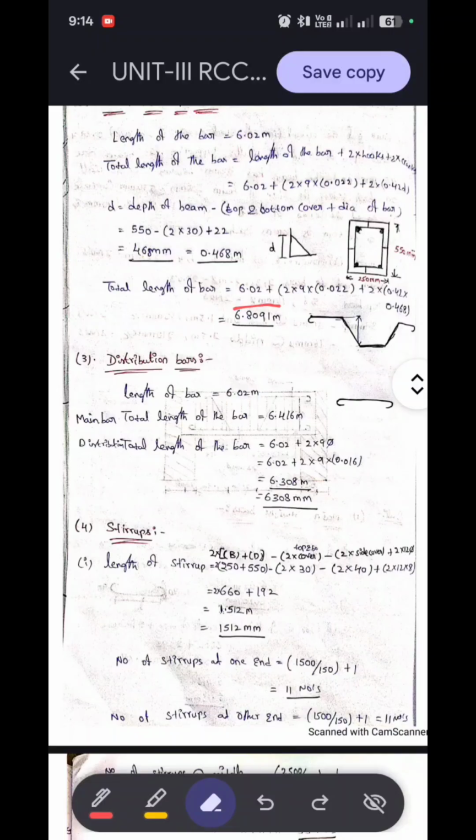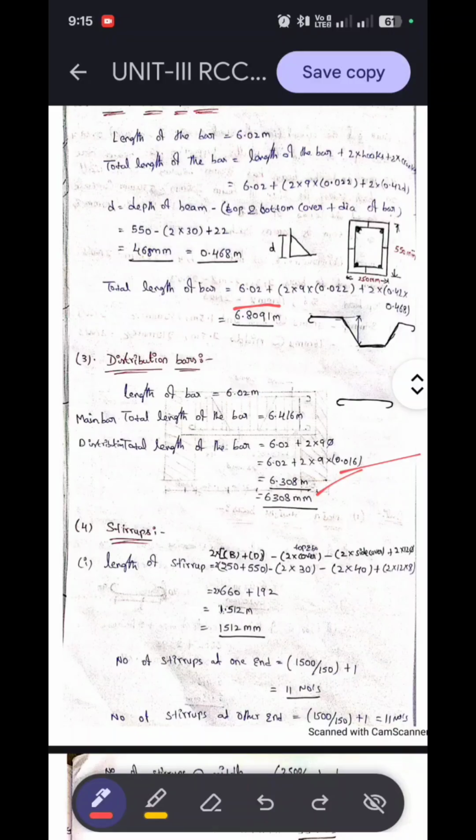Next, third one, distribution bar. The length of the bar is already known, 6.02 meters; the main bar total length is 6.416 meters. The distribution bar length is equal to 6.02 plus 2 into 9 dia hook, so 2 into 9 into dia of the bar 16 mm, converted into meters 0.016. Now the value is 6.0308 meters.